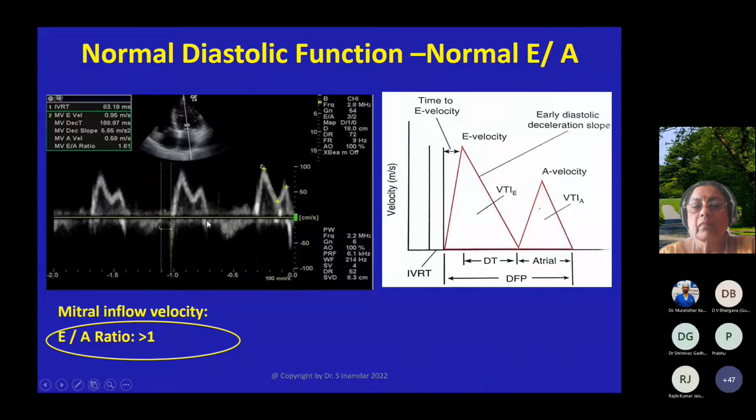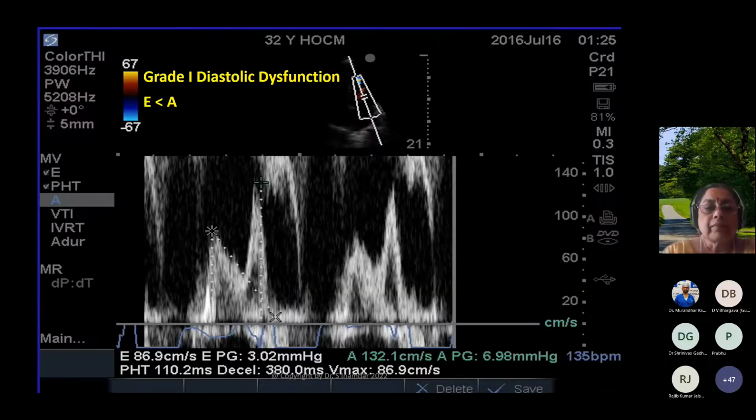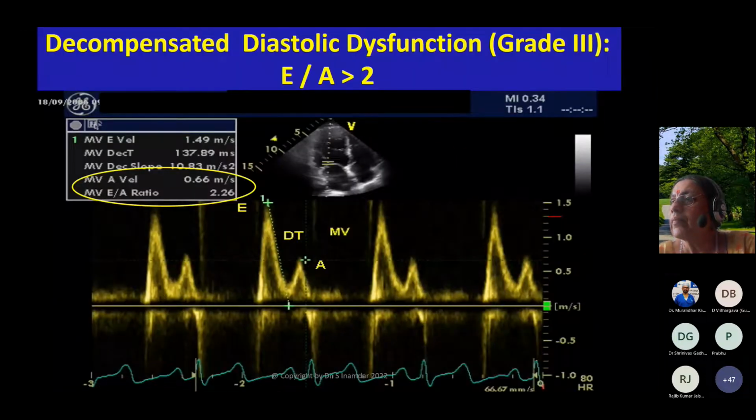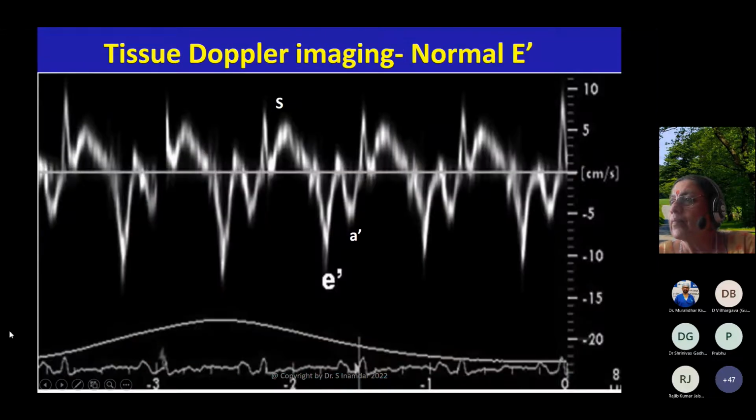So coming to echocardiography, this is the normal diastolic function. E by A is more than 1. Then this is grade 1 where E is less than A, with E by A more than 0.8. Then this is grade 3, E by A more than 2. I'm just going through fast.